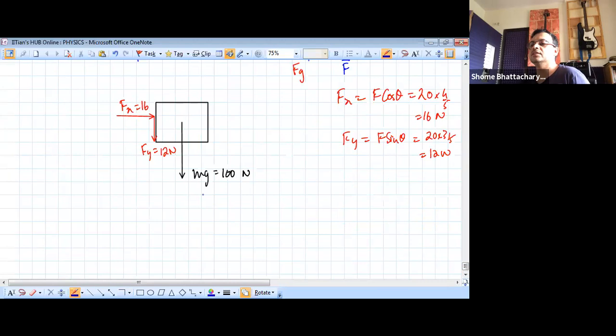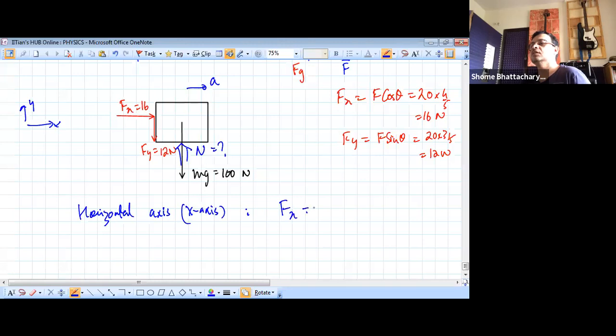And some kind of normal reaction that the surface below will be applying, which will be in the upward direction. You want to calculate, okay. And this is having some horizontal acceleration. So along the horizontal axis, which is our x-axis, the net force is Fx. That should be equal to mass into acceleration. So 16 newtons is equal to 10 a. So our horizontal acceleration is 1.6 meters per second square.